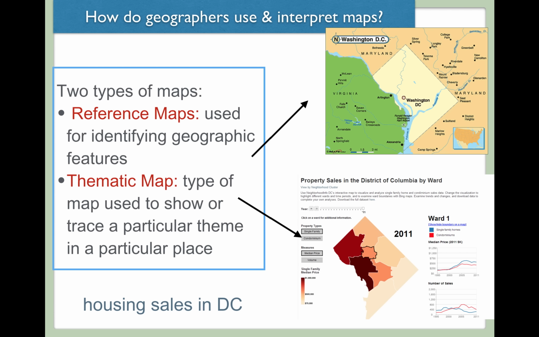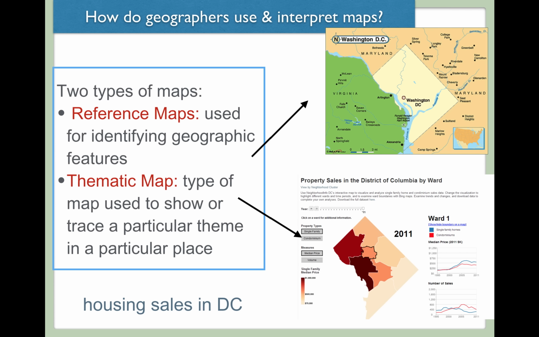Thematic maps, on the other hand, are a type of map that are used to show or to trace a particular theme in a given place. Does this type of housing, where is it most prevalently found? What areas are experiencing crime versus another?